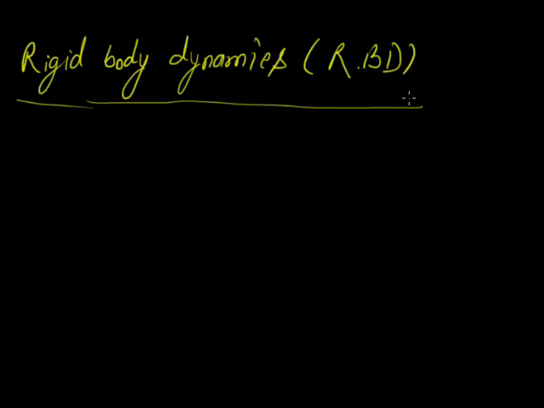Today we will start RBD, rigid body dynamics. We have already done circular motion. In circular motion, the angular displacement, angular speed, angular acceleration, and so on, we have already done. Now we will start from here. That's angular velocity.